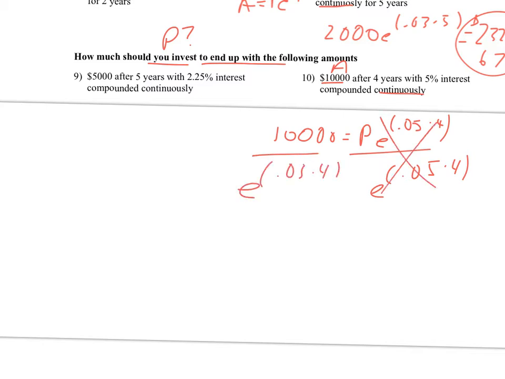And so we can cancel those out. And so P equals 10,000 divided by e to the power of 0.05 times 4. And that comes out to 8187.31.